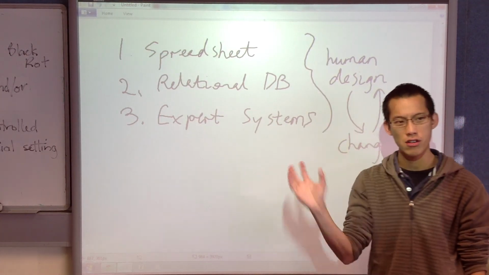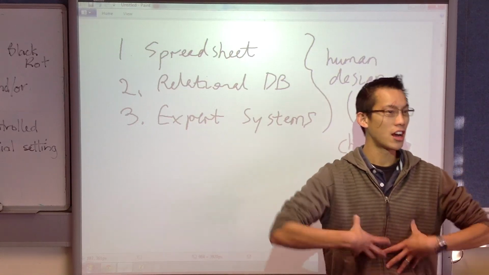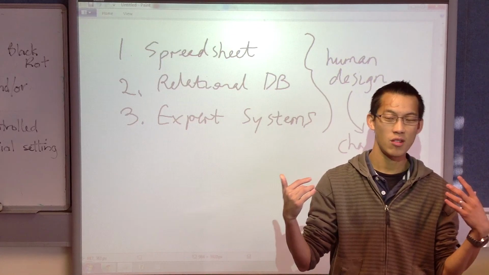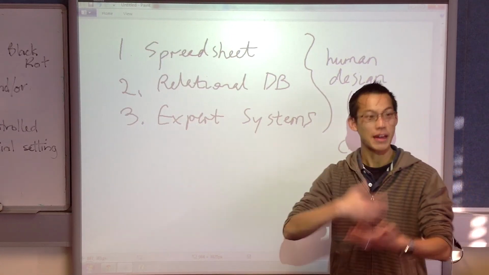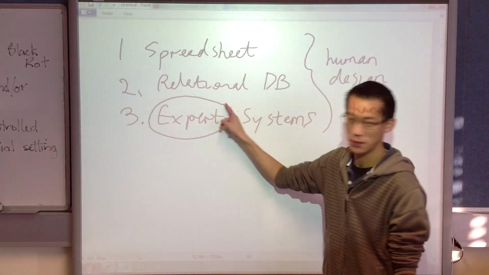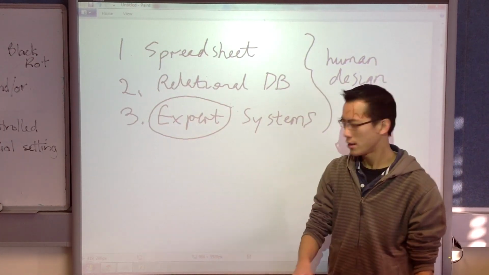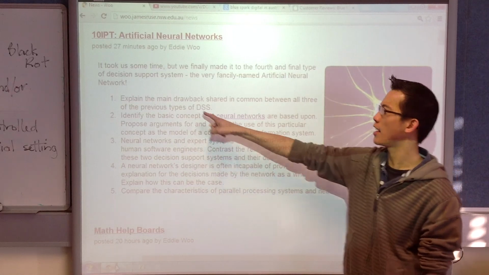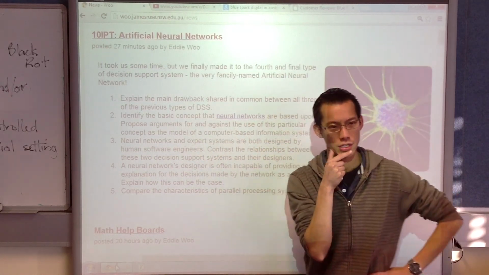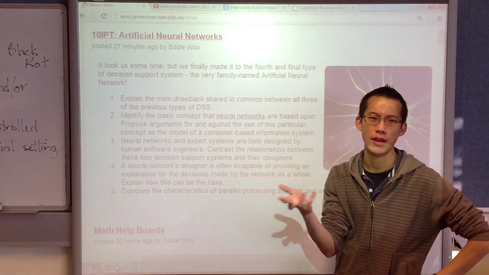And it runs contrary to the basic way that we humans make decisions, namely, that we learn and we change. And after making many, many decisions, that's how you get good at making decisions. That's how experts become experts. So that's what I'm getting at here. What's the main drawback, shared in common, between all 3 of these previous types of decision support systems? They can't change of their own accord.